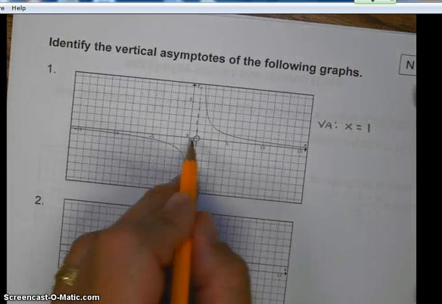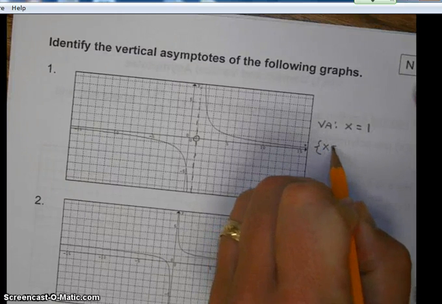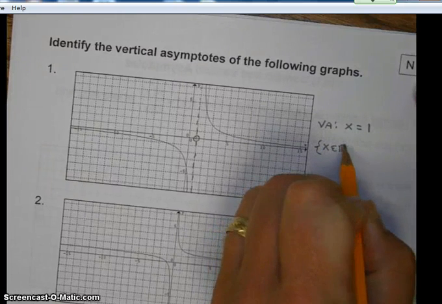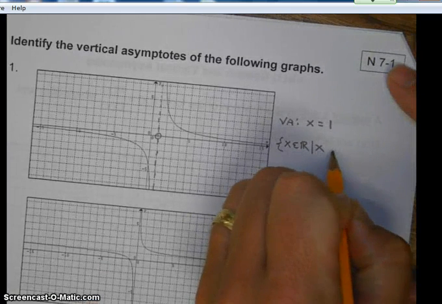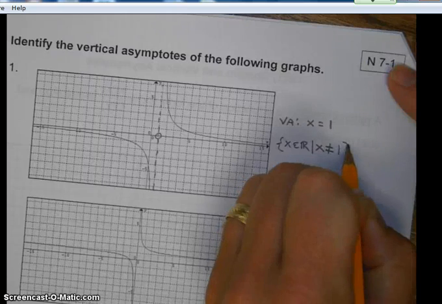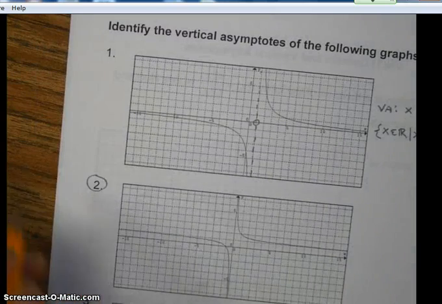Our domain is going to be x is an element of all real numbers such that x does not equal 1. 1 is not in the domain. Try number 2 on your own.